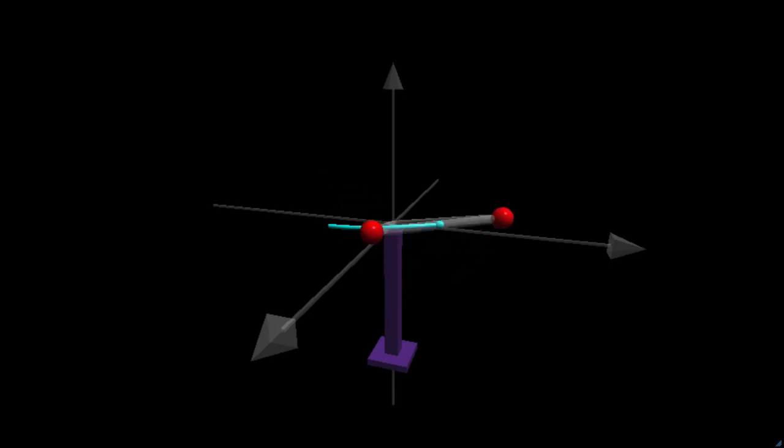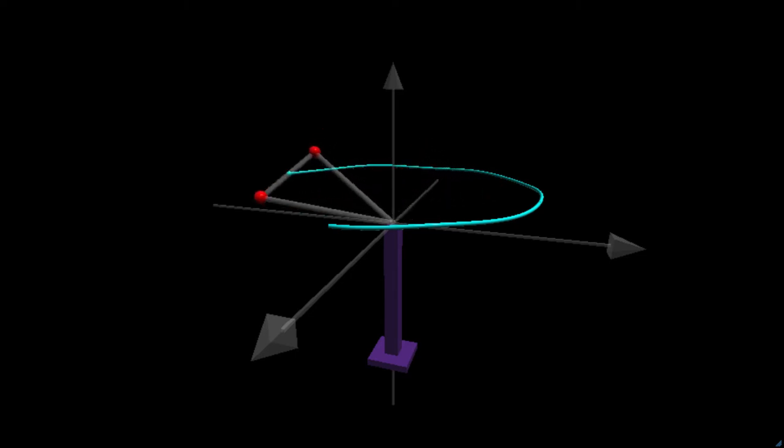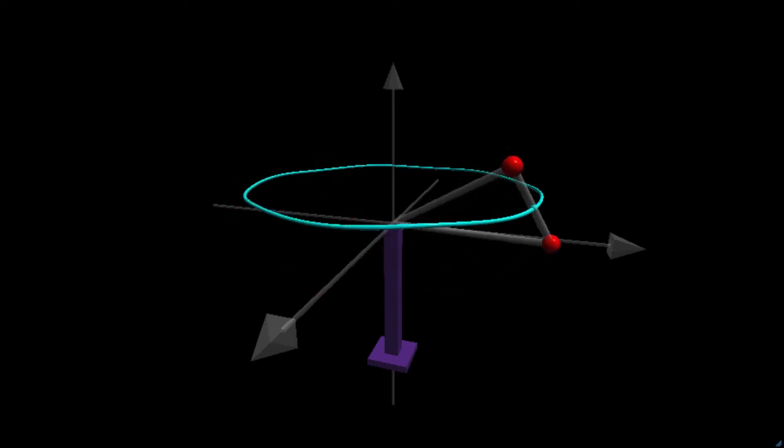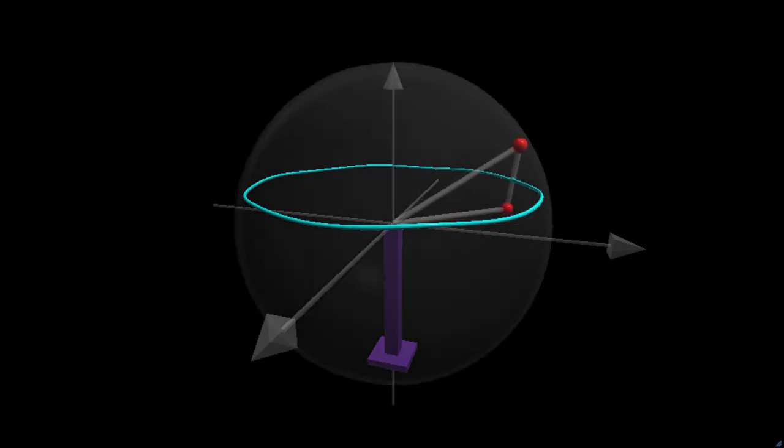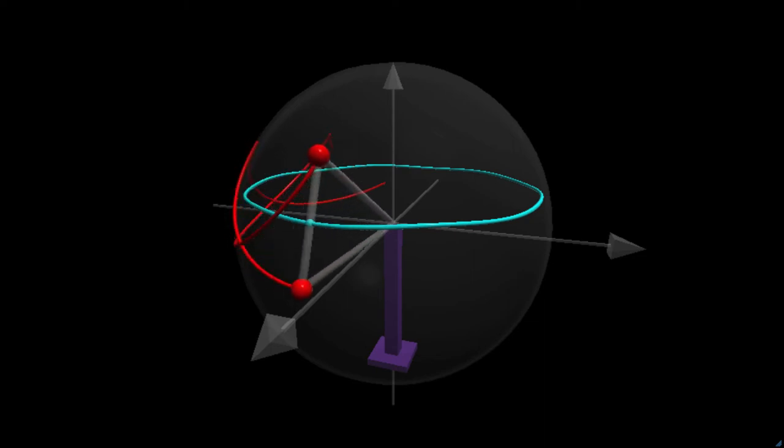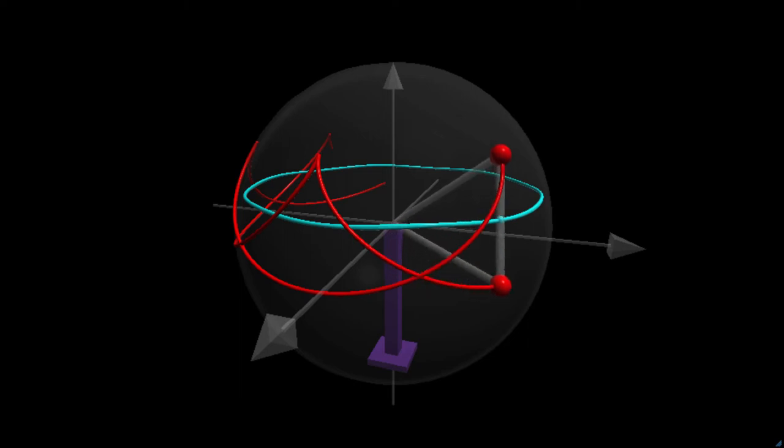To be concrete, let's consider the motion shown in this simulation. Here, the path followed by the center of mass is approximately circular and approximately in a z equal constant plane. The radial struts constrain the masses to move on the surface of an imaginary sphere. The red trails show the paths followed by the masses. The two masses follow the same shaped path, just 180 degrees out of phase.